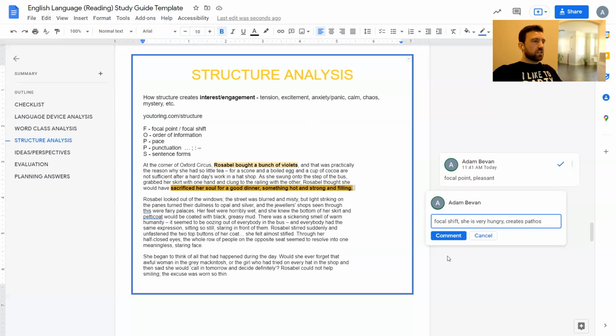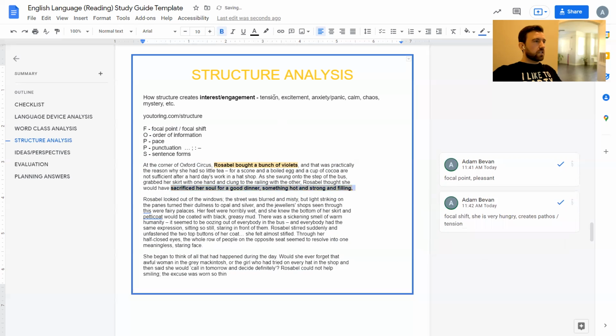pathos. That's actually another thing I should put. It creates pathos and it potentially creates tension. Let me just add pathos in here as well. So hopefully you can see why tension, pathos, which just means pity, sympathy, excitement, anxiety, panic, calm, chaos, mystery, all of those would create interest. But you have to identify these bits of structure and then work out what kind of interest is being shown. So in this case, I think this first one, particularly, you've got the focal point and focal shift.